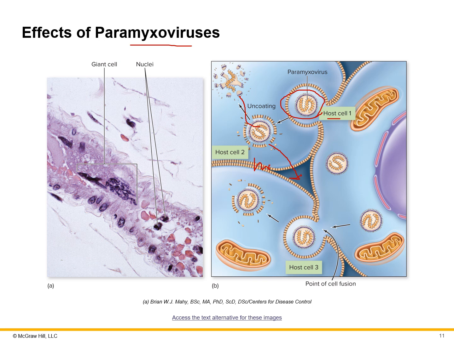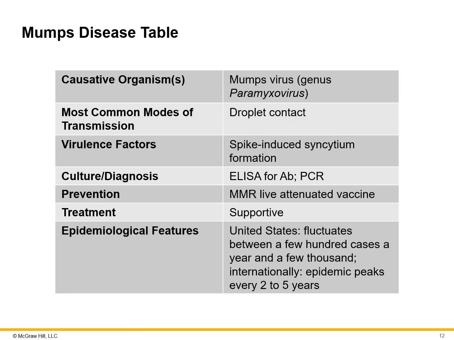So it causes this fusion, and that allows the virus to move from one to the other without leaving the cell. It just joins them together in this syncytium that allows them to move. So we get these giant cells that get formed where we have lots of nuclei because they're all attached due to this viral infection. So our summary table here, again, paramyxovirus, as in all of our viruses, droplet contact here.